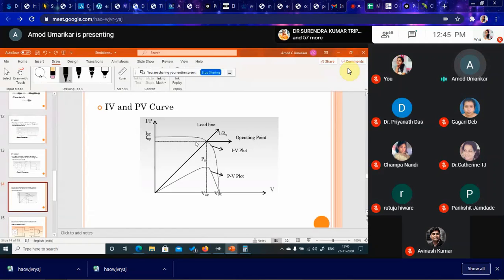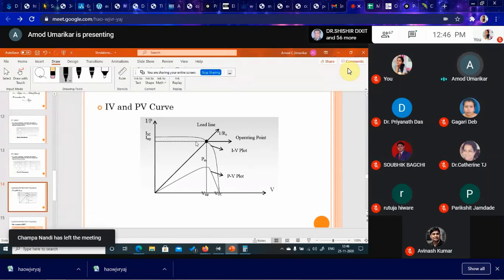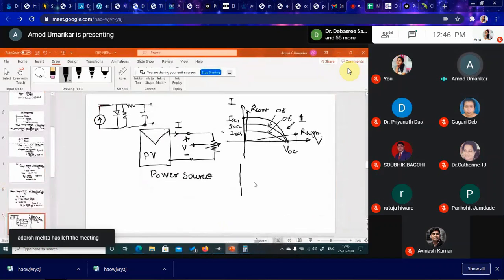Okay. When we vary this resistance, one point comes at which the product of V and I is maximum. That resistance is cutting the curve here. Why am I taking this resistance curve from the origin? So what will be the operating point? Where the resistance curve and the PV curve cut each other, that will be the operating point of V and I, or the total system. Okay. So that's what is happening.